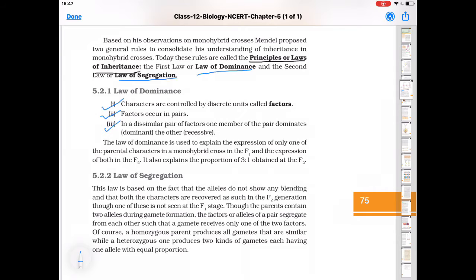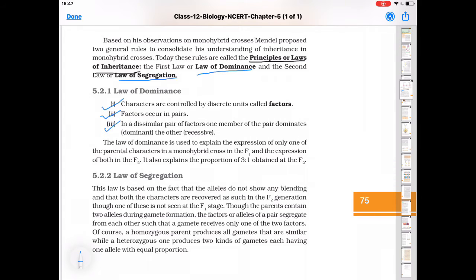In a dissimilar pair of factors, here factors means alleles, if these are dissimilar, then one dominates the other. In short, each character is controlled by a pair of factors, and if they are dissimilar, the dominant one dominates the recessive one. Based on this, in monohybrid cross, in F1 only the dominant character appears, but in the F2 generation, a 3:1 phenotypic ratio comes.